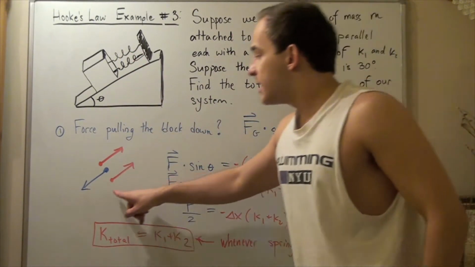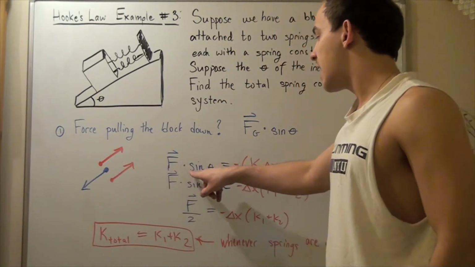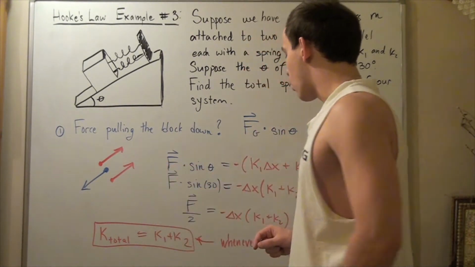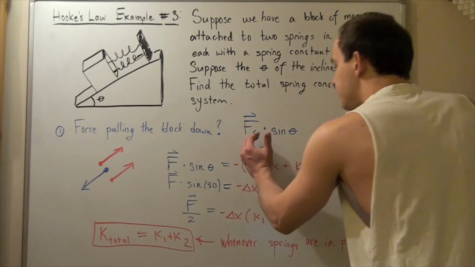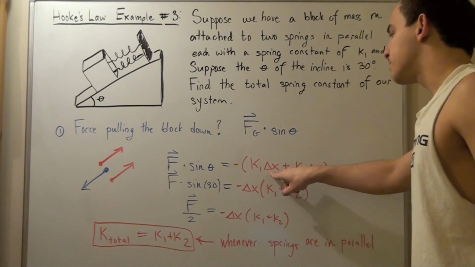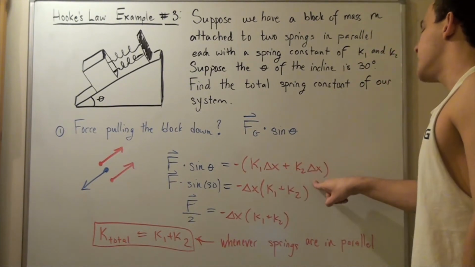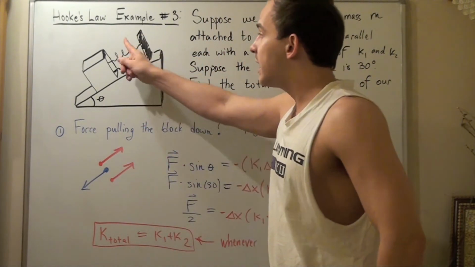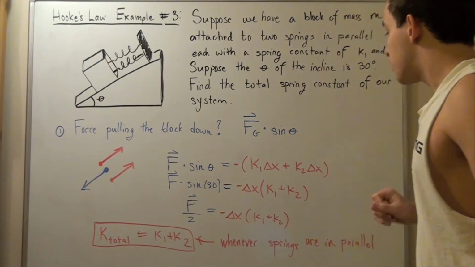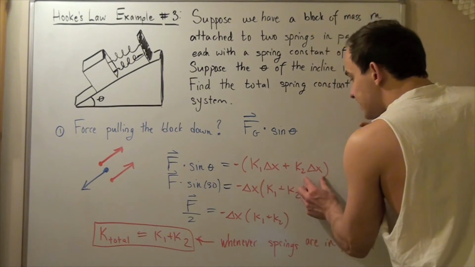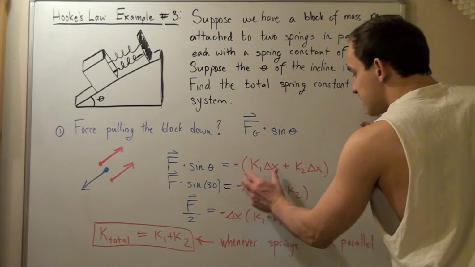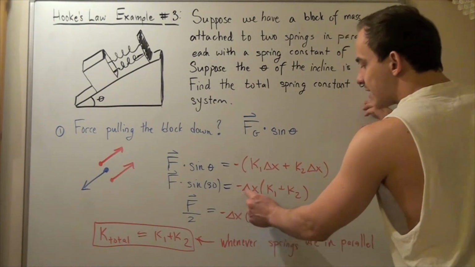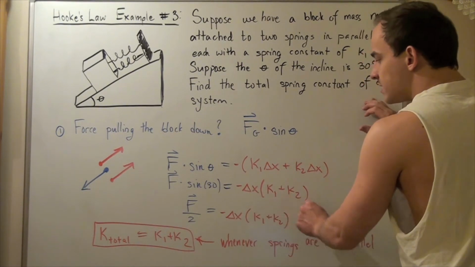So, this force times sine theta is equal to the two forces, this force plus this force. So we get negative, in parentheses, K1 times displacement x plus K2 times displacement x. These two springs displace the same amount, but they have different spring constants. So that means I can take out a constant, this guy, which appears on this side and on this side. So let's take that out, and I get negative change in x, in parentheses, K1 plus K2.